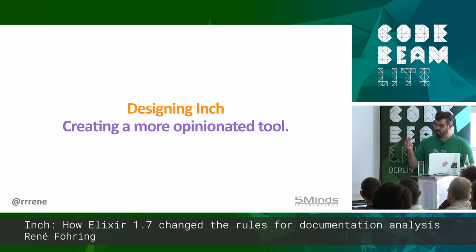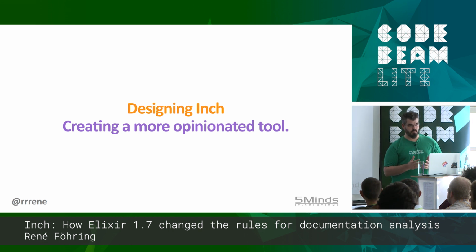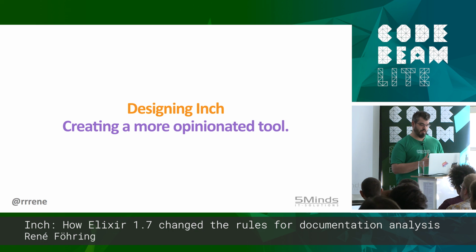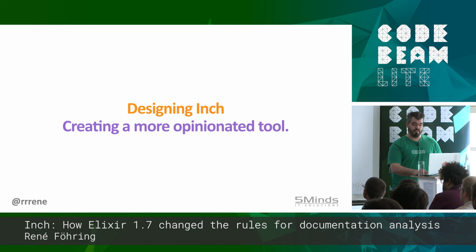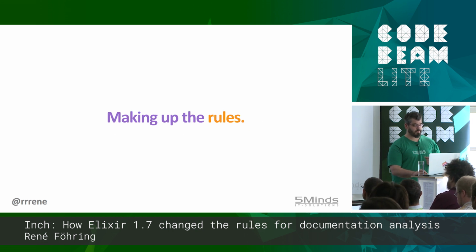So this is a part where I go into some of the key design choices made while implementing both the original Inch for Ruby and the new version for Inch for Elixir. What I like to do is take you on a little journey through the design process of creating a command line interface that tells us what to document next. So how do we start?